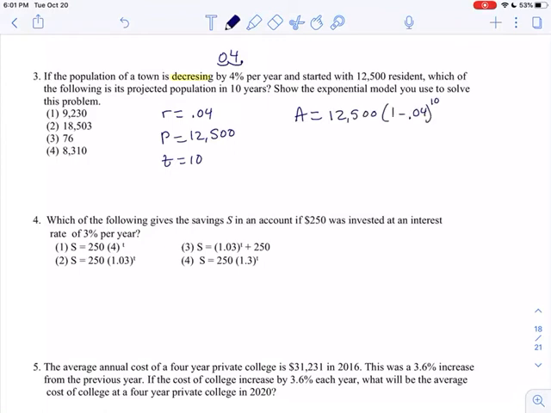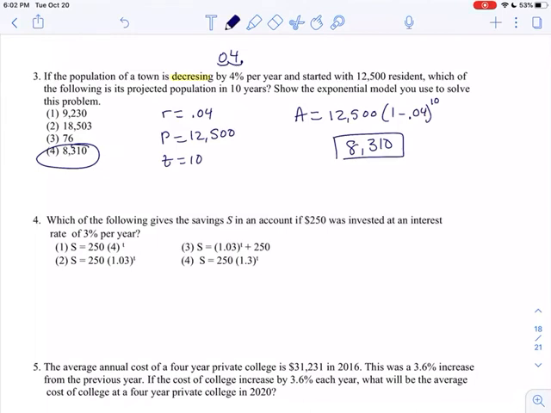Now just make sure you're using the right one. I am doing decay. So 12,500 times (1 minus 0.04) to the 10th power. And all of that goes in your calculator. So these are not hard at all. And that's 8,310 people.